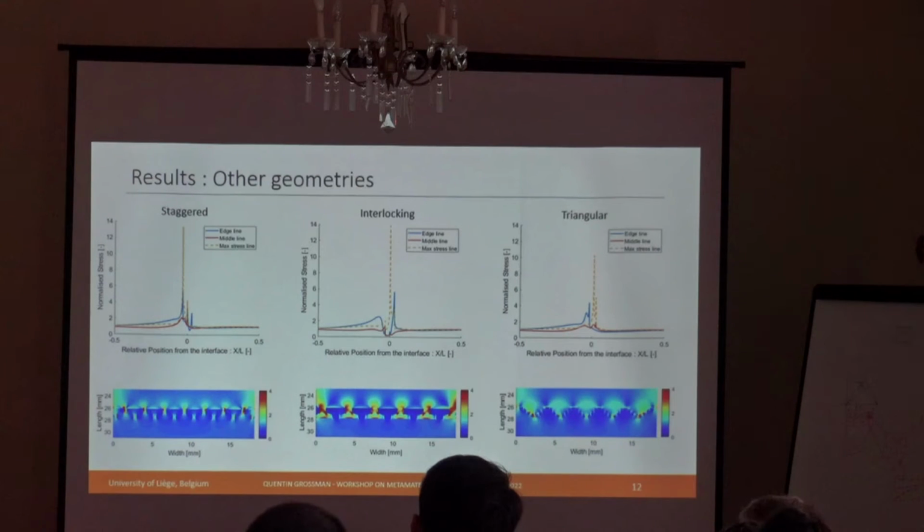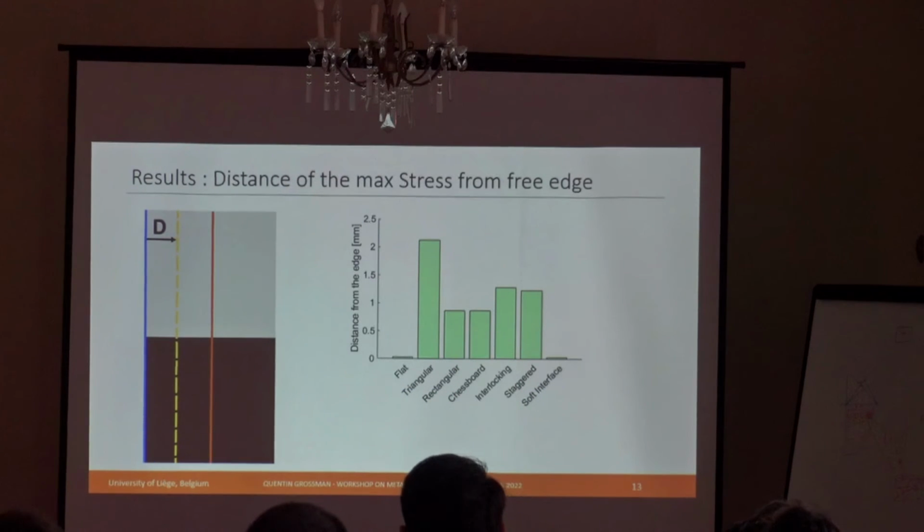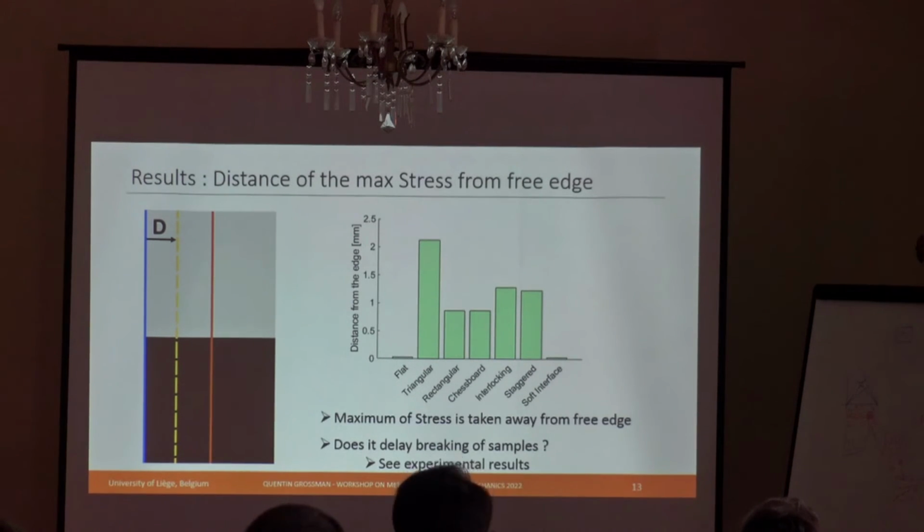But just to have a correct idea and measure of how much it spreads from the edge, we actually measured this distance between the free edge of the sample and the maximum stress. And you can see that basically it has increased for all the geometries except the flat and the soft interface, as I showed you, which means that we have now really a shifting of the stress inside the material. And I will show you if it has an influence or not on the results of the experiments.